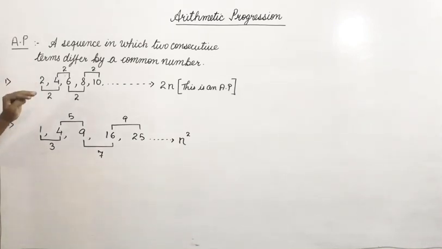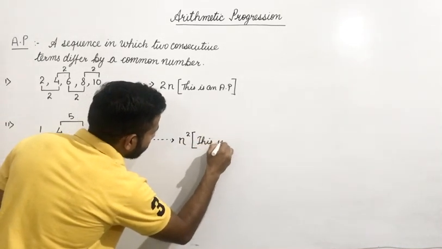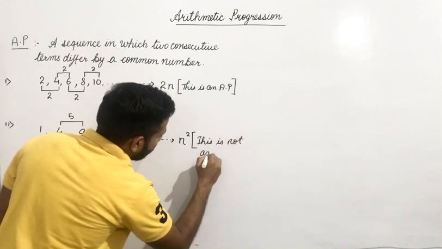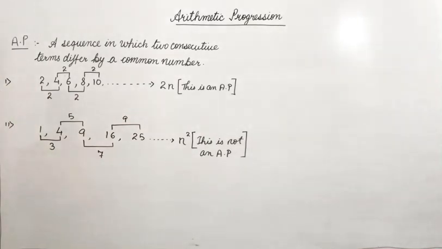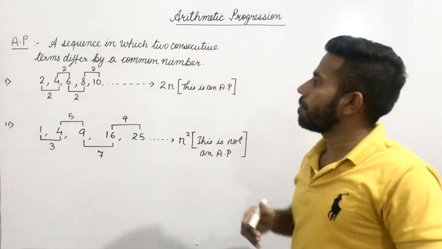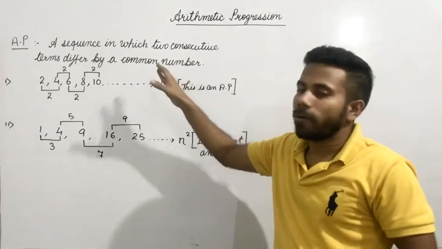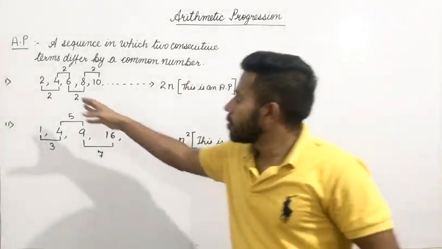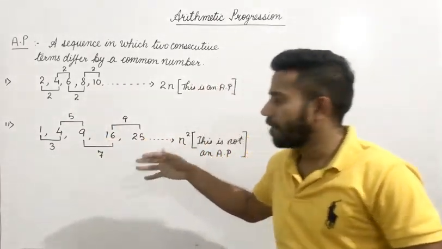But when you see this second sequence, this is not an AP. And why is this not an AP? Because the consecutive terms do not differ by a common number. Look at these two sequences. What is the definition of arithmetic progression? A sequence in which two consecutive terms differ by a common number. This is a sequence 2, 4, 6, 8, 10. This is also a sequence 1, 4, 9, 16, 25.